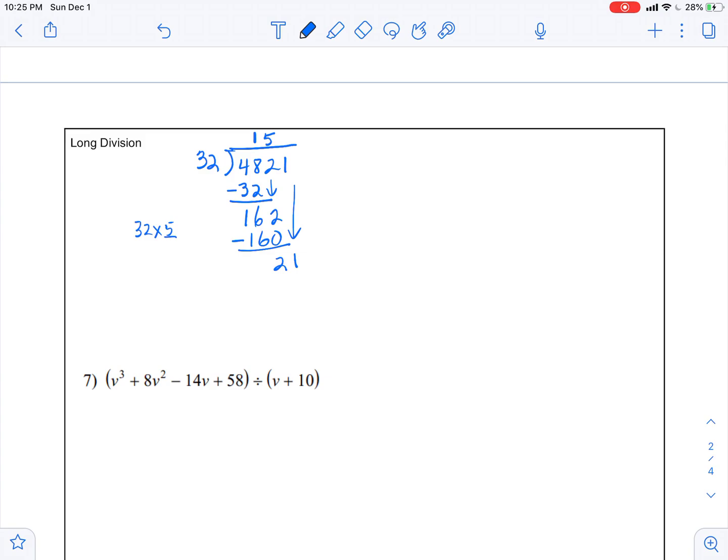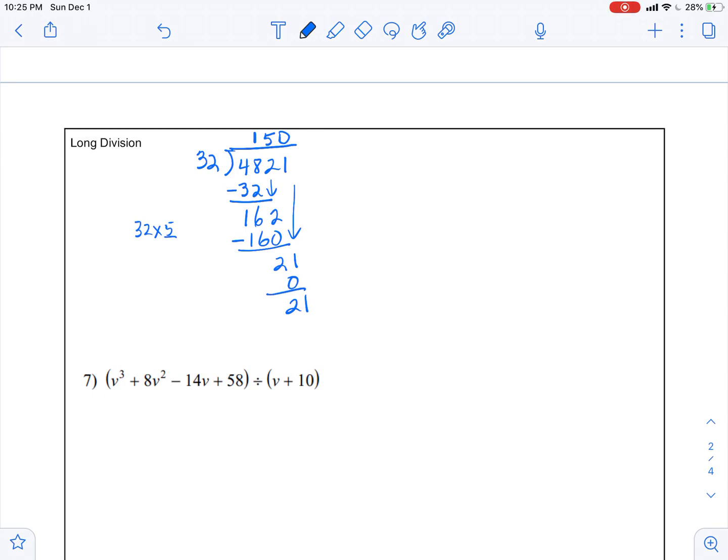And we only have 21, so can I multiply 32 by something and get 21? And hopefully your answer is no, that does not work. So there's 0, it'll go 0 times. And again, I could say, okay, well, 32 times 0 is 0, and that's going to leave me still with 21.